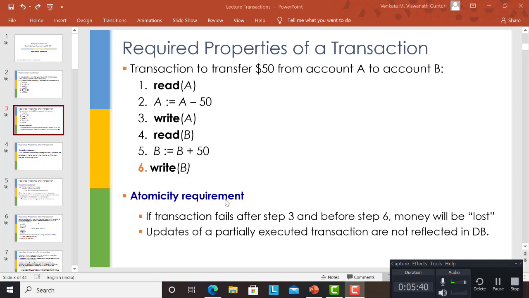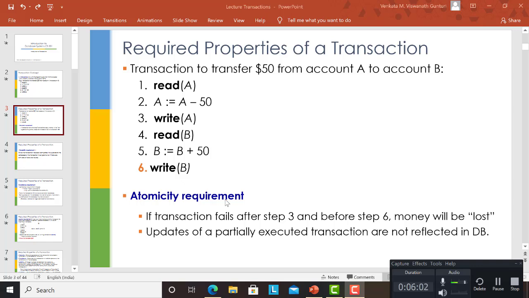To give a formal definition, the atomicity requirement states that a transaction either executes completely or does not execute at all. So there is no partial execution allowed of any transaction, and it's completely up to you to define what your transaction is.